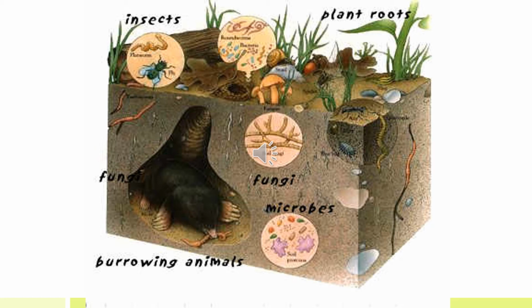You also have lots of microbes or microorganisms. These are what are decomposing the dead plants and the animals. And then up here you see plants. Here you have leaves that have fallen onto the ground and you can see that these leaves are dying and decomposing.